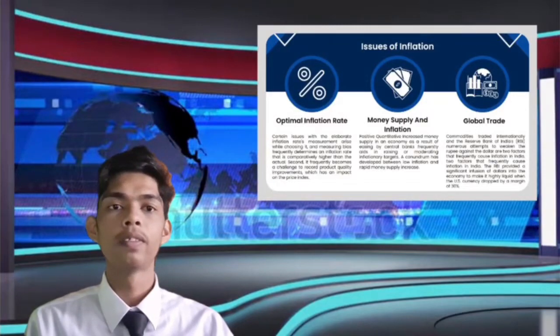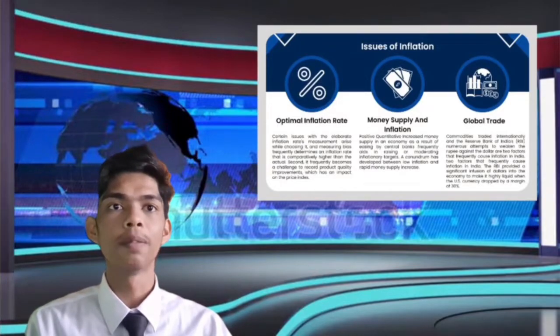In this part, we have 3 issues. First, optimal inflation rate. Certain issues with elaborate inflation rate measurement arise while choosing it. And measuring bias frequently determines an inflation rate that is comparatively higher than the actual. Second, it frequently becomes a challenge to record product quality improvement, which has an impact on the price index.